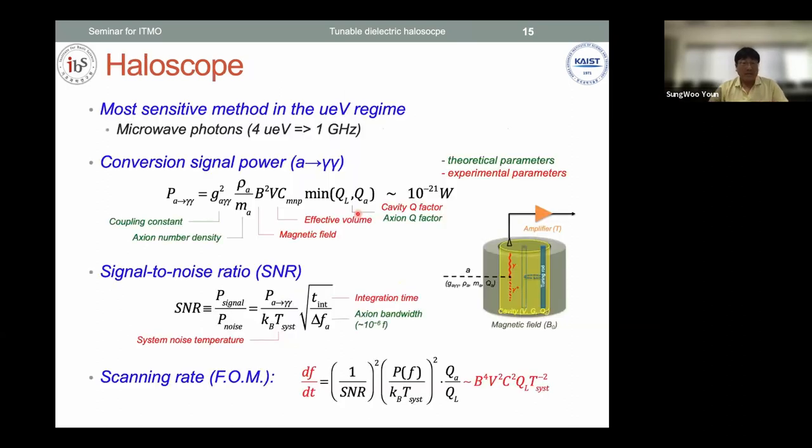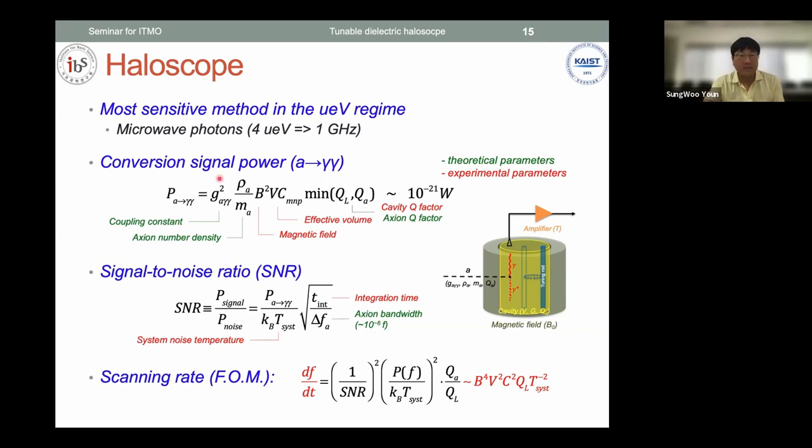So the haloscope, as I mentioned, is the most sensitive method in the microelectronvolt region. A 4 microelectronvolt axion can be turned into 1 gigahertz photons. That's why this is microwave photon detection. This is critical. There are quite a few physical quantities you are interested in.